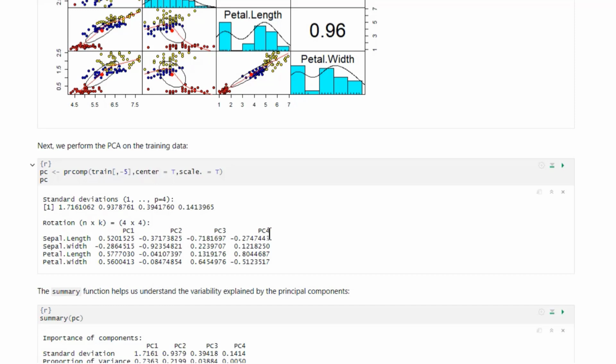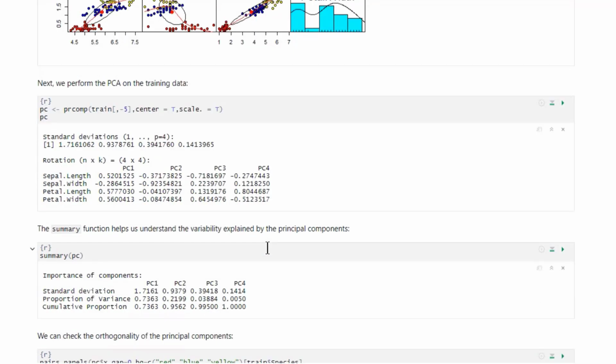Remember that if there are d original variables, then you are going to get d transformed variables. It's just that most of the information among the principal components is stored in the first few of them, so that you can ignore the last few principal components, and that is how you can reduce the dimension. The summary function helps us understand the variability explained by the principal components.